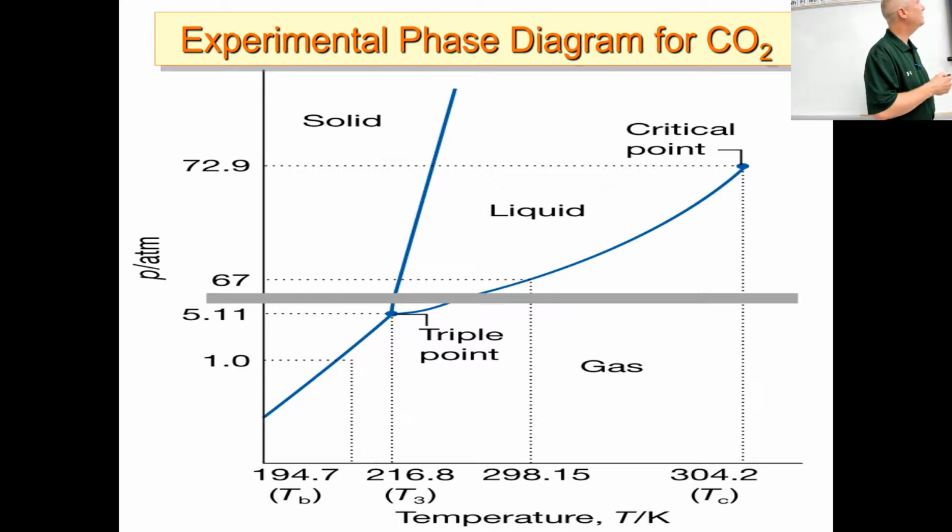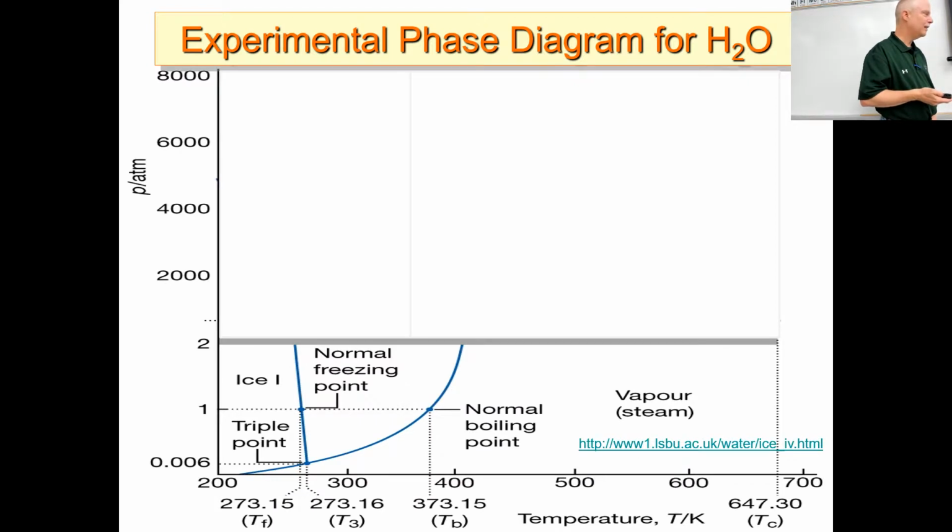And then this is the triple point, 5.11 atmospheres and 216.8 Kelvin. That would be the place where all 3 phases are in equilibrium. Hopefully, if that plexiglass thing had held, and if it cooled down to 216, we'd have solid, liquid, and gas all in equilibrium inside that plexiglass thing. And we'll see it for CO2.